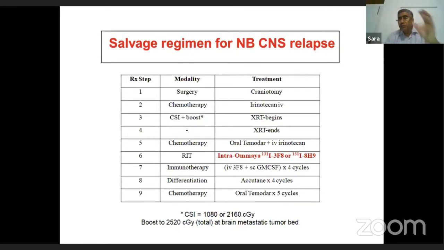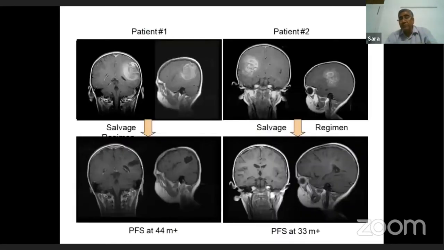You do a craniotomy, remove the tumor in the brain, give irinotecan IV, give craniospinal irradiation with boost to the tumor bed, give more chemotherapy, temozolomide and irinotecan, and then you can give intrathecal radioisotope, which can clear the tumor, followed by immunotherapy with anti-GD2 antibody, and then differentiation therapy with cis-retinoic acid and oral temozolomide as a maintenance. With this, they have shown a few case reports where they have such a big tumor in the brain, the neuroblastoma relapse, they were able to cure.